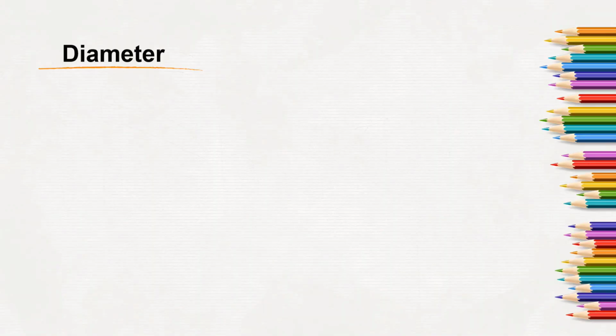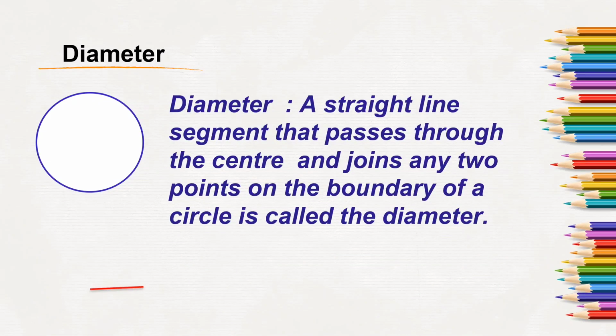Next, diameter. A straight line segment that passes through the center and joins any two points on the boundary of a circle is called its diameter. Here, OQ is the radius. Here is one more line which joins any two points on the boundary but passes through the center. Since it passes through the center, it is called a diameter. We'll mark one point as P, another point as R. Here, PR is the diameter of this circle.